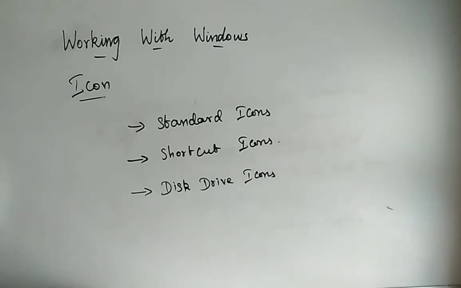For today, what else have we discussed? First we finished the versions of the Windows operating system. Next we finished the Windows desktop. What is the desktop? The opening screen of Windows is called the desktop. Next we finished icons. What is an icon? It is a graphical symbol representing a Windows element. Next we finished the three types of icon: standard icon, shortcut icons, and the disk drive icon.